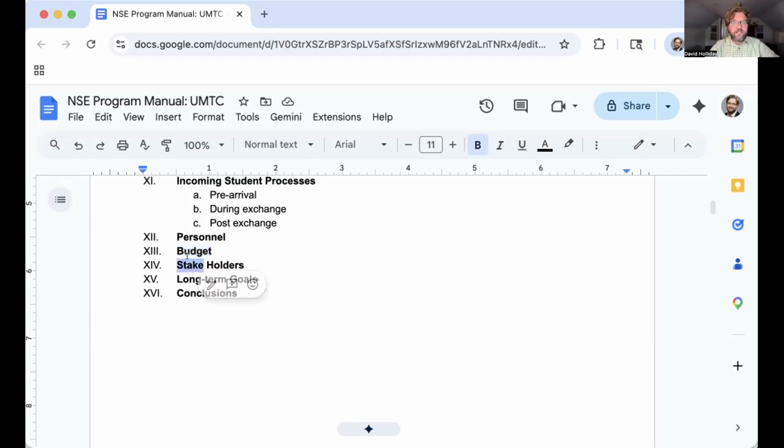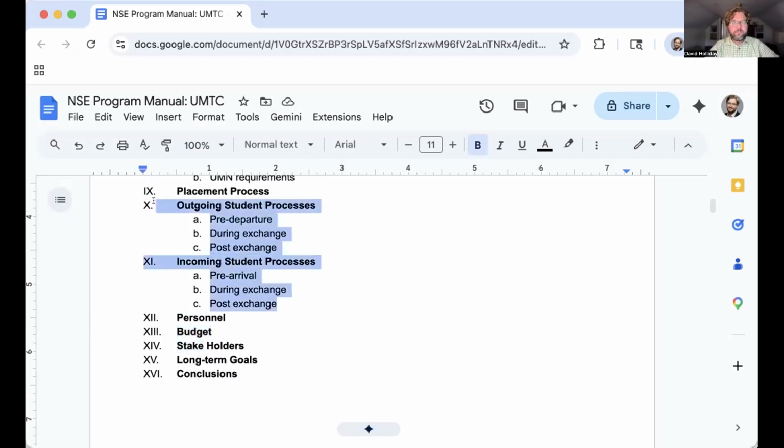Key stakeholders. Especially in these processes, I have identified, for incoming students, the admissions process is the first place. Laura Berglund is my contact at admission. So I have that documented up here in the pre-arrival section, but I also have a list of all the key stakeholders and partners across my campus.